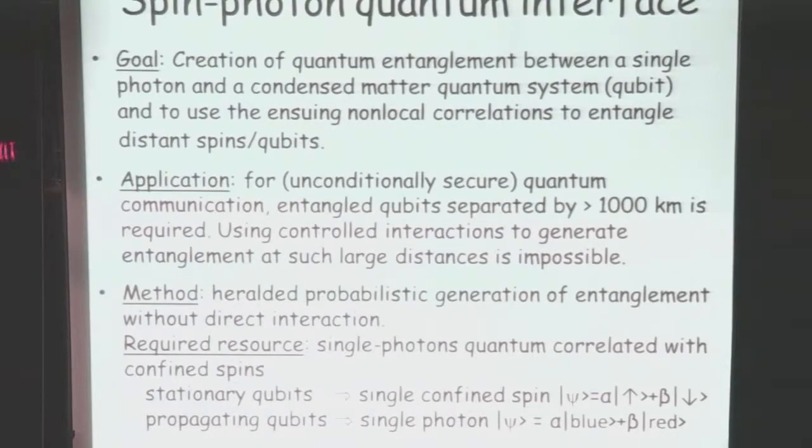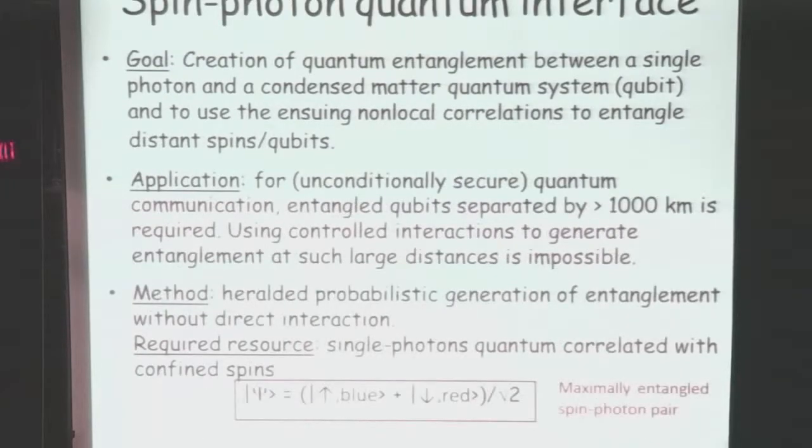So it could be a superposition of the polarization, of the emission time, or of the color of the photon. And that's actually the degree of freedom that we use in some of our experiments. Now, as I said, what is really needed is that the spin, the quantum system, is entangled with the photon that it has generated. So here is an example of a resource state, a maximally entangled spin-photon pair that one can use for the purposes that I'm going to tell you.